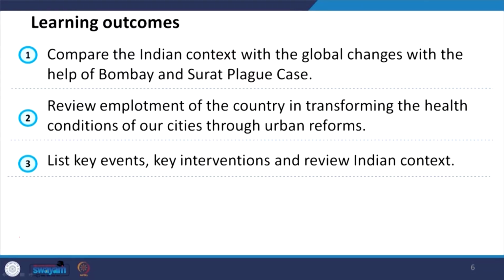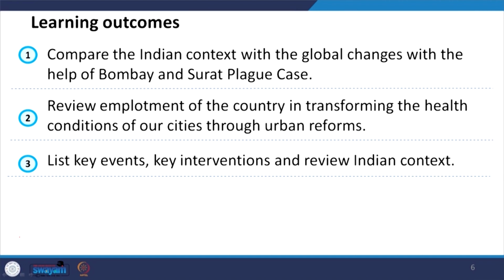The expected learning outcomes after completion of this session: you should be able to compare the Indian context with global changes with the help of the Bombay and Surat plague case studies. You should be able to review our journey as a country in bringing changes in the health conditions of our cities through urban reforms. You should be able to list key events, key interventions and review them with our own context.